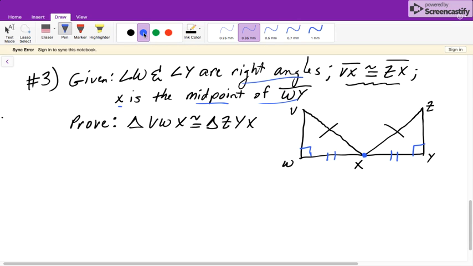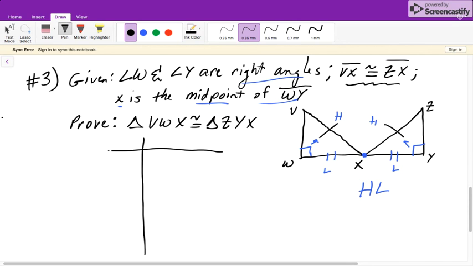Now I look and see, can I say that they're congruent? Yes. Here I have that my hypotenuse is congruent and I have my legs that are congruent. So I can then say HL. So now I created and formulated my plan. Now I just got to write it out. So here I will write out my statements and my reasons.